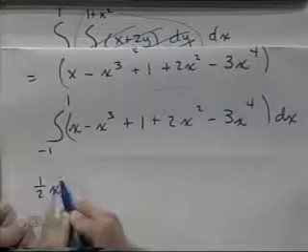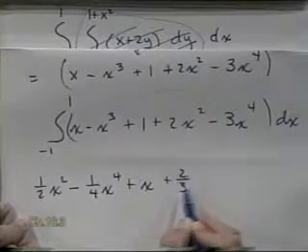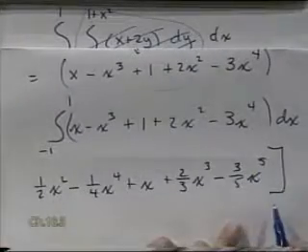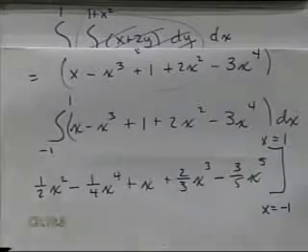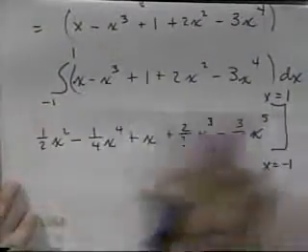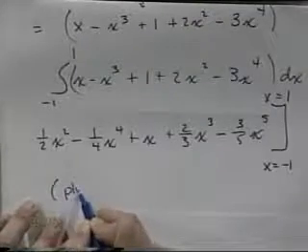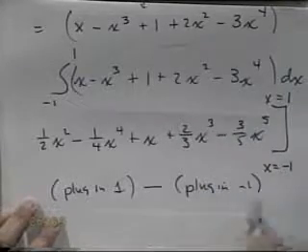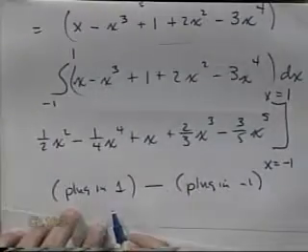You'll have 1/2 x squared minus 1/4 x to the fourth plus x plus 2/3 x cubed minus 3/5 x to the fifth. And we've got to do it from x equals -1 to x equals 1. Okay? And then again, you're going to plug in 1 in for here, minus plugging in -1 in for here. So plug in 1 minus plug in -1, and I'm not going to do it because that's tedious arithmetic. And what we'll end up getting is 32/15.